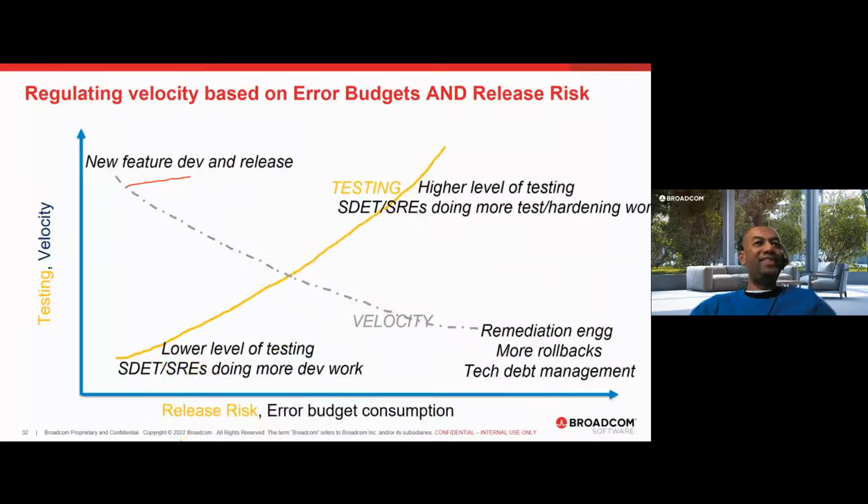So now I think testers can take advantage of the fact and watch out for the error budget and say, hey, if my error budget is high, then I can do more and more development and do less testing. Whereas when we consume the budget, we do more and more testing and hardening, right? So that gives us an approach to balance both by better collaboration with SREs.